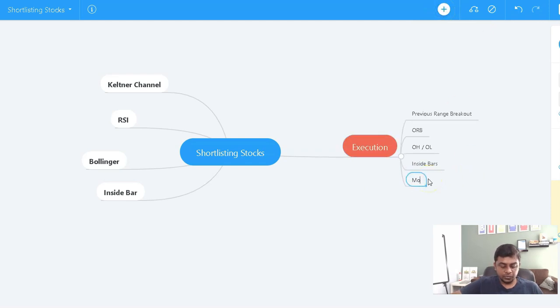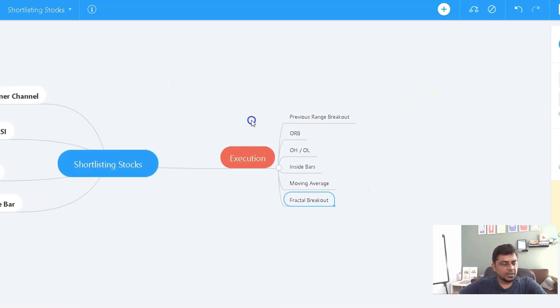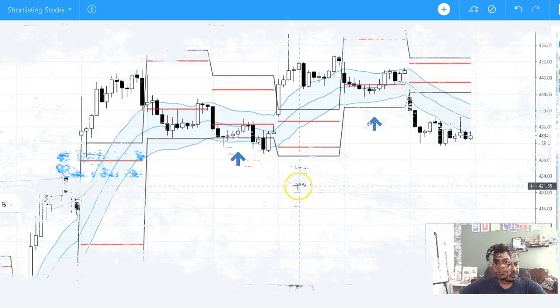And we are also going to use moving average. Moving average is price action based, but it is not really an indicator, or it's a lagging indicator. It just gives you the average of the price in the last few candles. So we still consider this. And the final one is going to be something called fractal breakout. So these are the things we'll be explaining, I'll be explaining one by one.